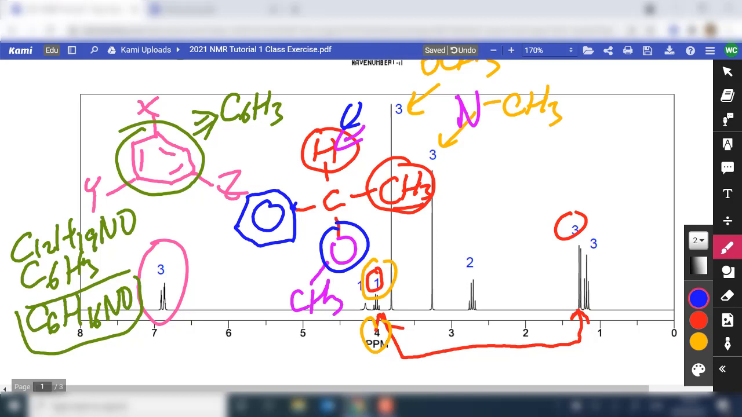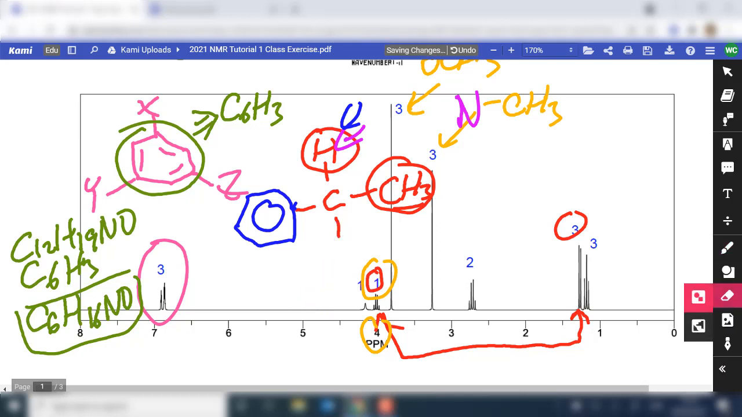But it's not hitting 5, it's only hitting 4. So therefore I need to change my structure a little bit. I hope you can agree with me. I need to change the structure a bit. So I cannot have an OCH3 here. So I need to modify this. I can't have an OCH3.